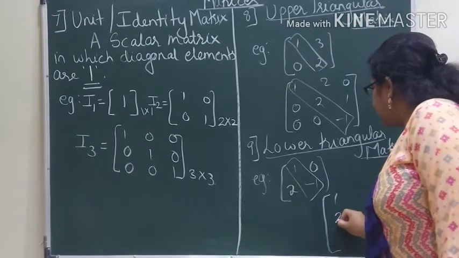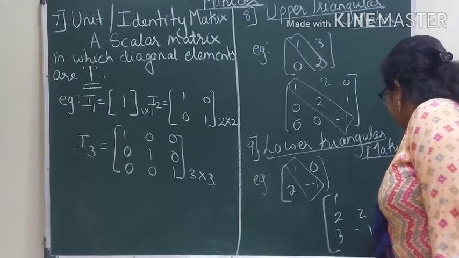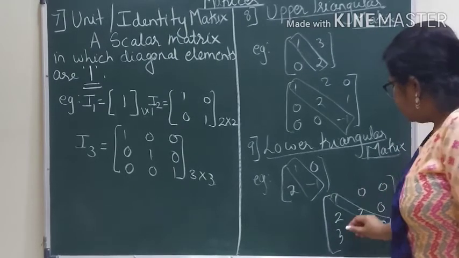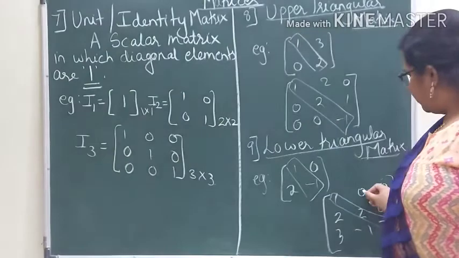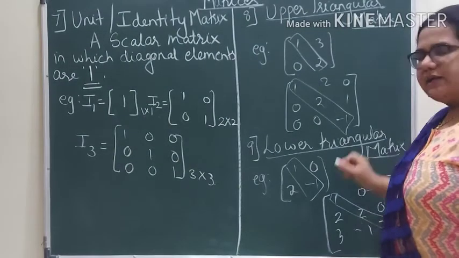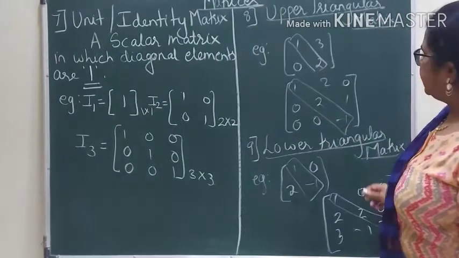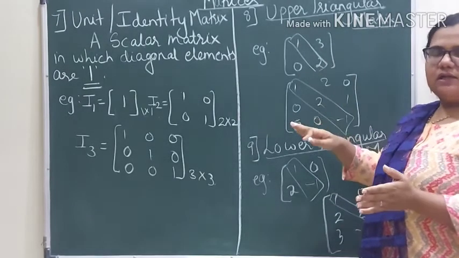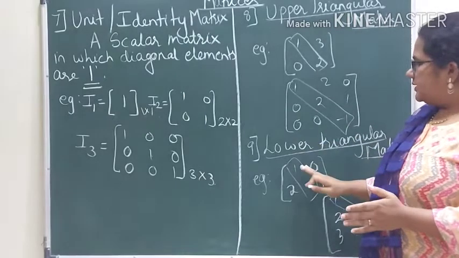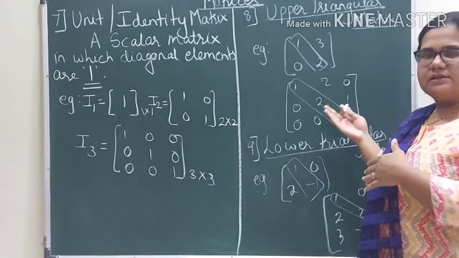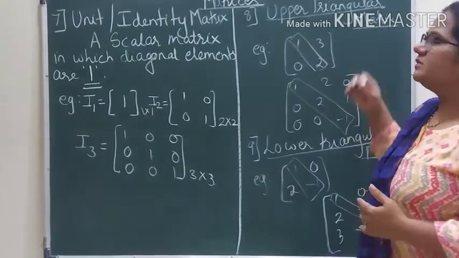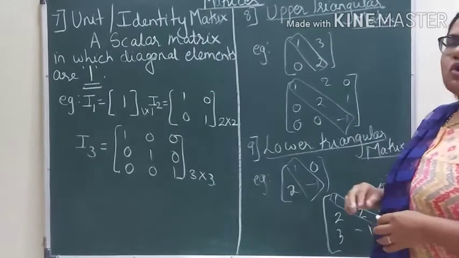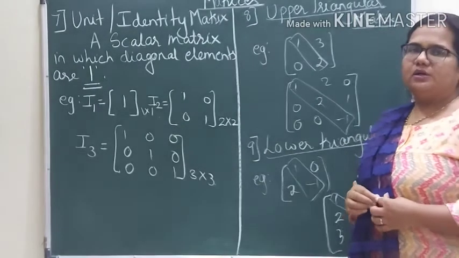If you want to take order 3, so this is the diagonal. So elements above the diagonal are 0, these 3 elements. So this is called a lower triangular matrix. Understood upper and lower? In upper triangular, elements below the diagonal are 0. In lower triangular, elements above the diagonal are 0. If you have any of these two, then it is also called a triangular matrix.